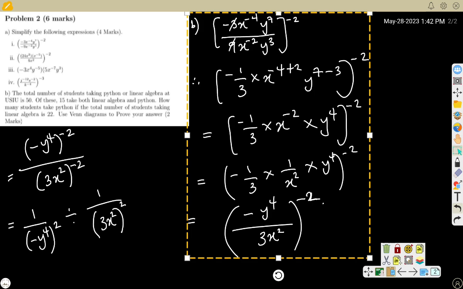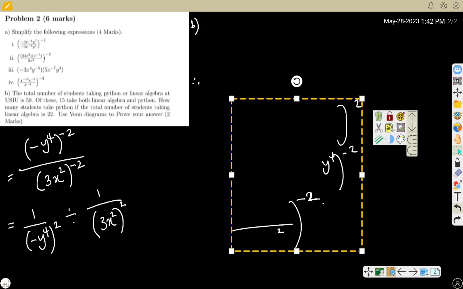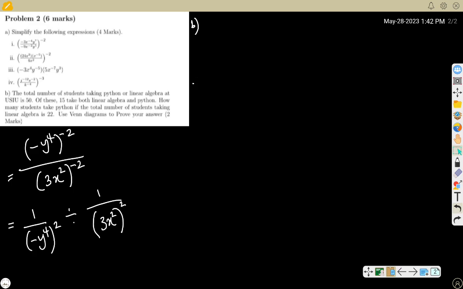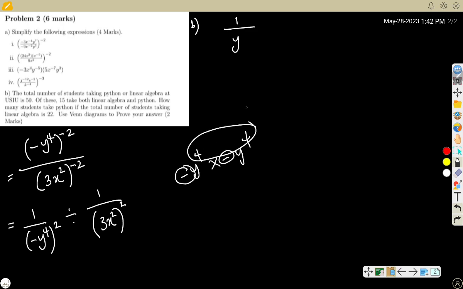So, continuation. We have 1 over y raised to power 8, because 4 times 2 is 8. Because the power is even, minus times minus will be plus, so I won't have minus there again. That is minus y raised to power 4 twice. Minus times minus is plus, then 4 plus 4 is 8. So that's how we have 1 over this.